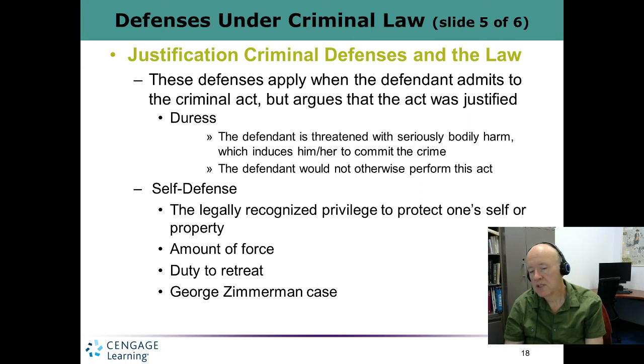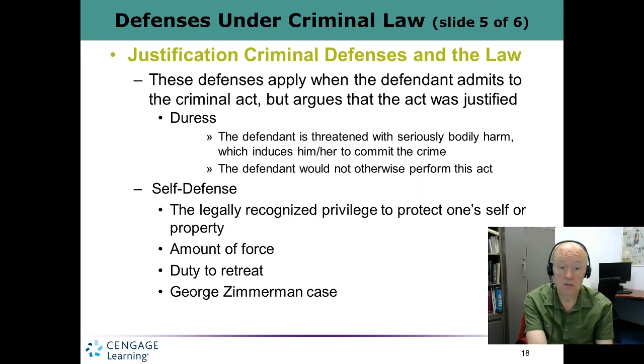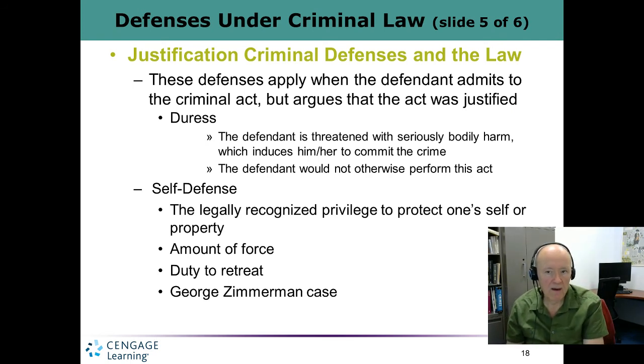Now, did you commit some of the physical acts of a robbery? Did you take money and give it to someone not intended? Yeah, I sure did. But you were faced with an immediate threat of serious bodily harm. That's duress under the law. That would be a justification defense. You couldn't be charged with the robbery.